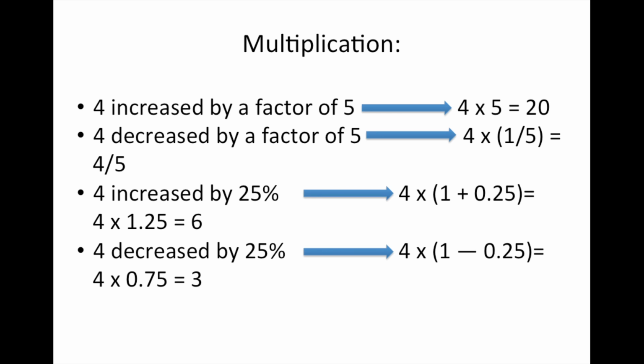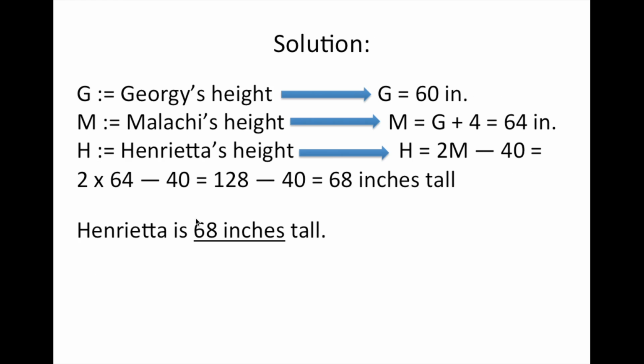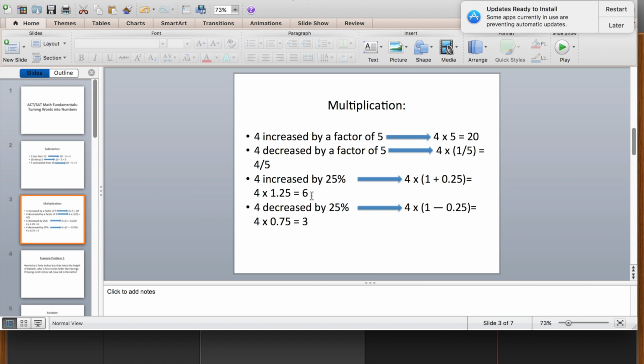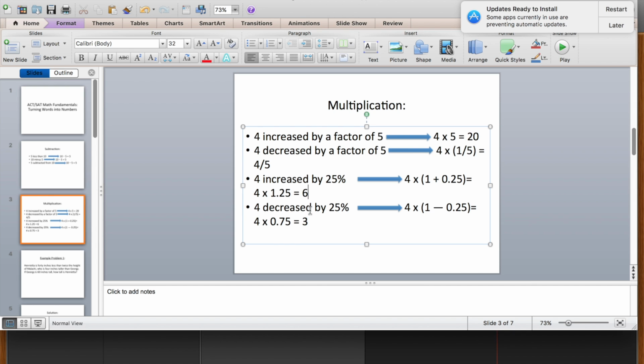Now, this may seem pretty trivial, but a lot of times students will say 4 times 0.25, which would then give you 1. Now, of course, you could do that and then add that to 4. But let's see here. Oh, these numbers are actually incorrect. So let me go back. So 4 times 1.25 is actually 5. And 4 times 0.75 is going to give you 3. So that is my mistake.